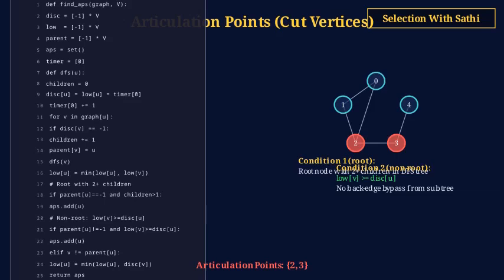Look at lines 16 and 17. For the root of the DFS tree, U is an articulation point only if it has two or more DFS children. If the root has only one child, removing it does not disconnect the rest. Line 9 counts the DFS tree children for the root check. Total time O of V plus E, same as bridges.